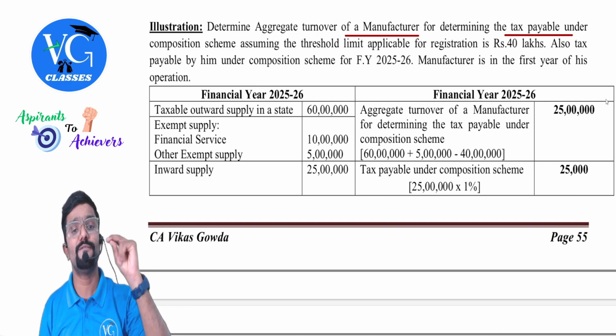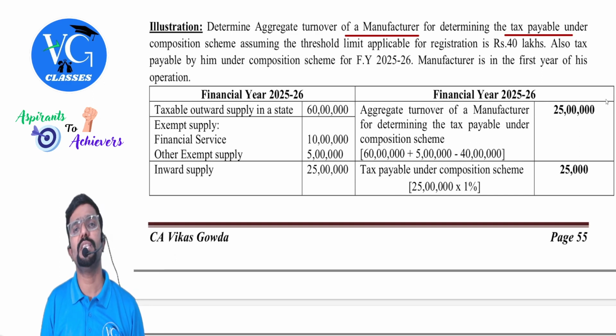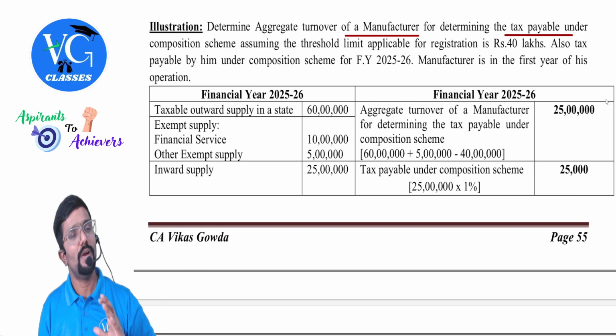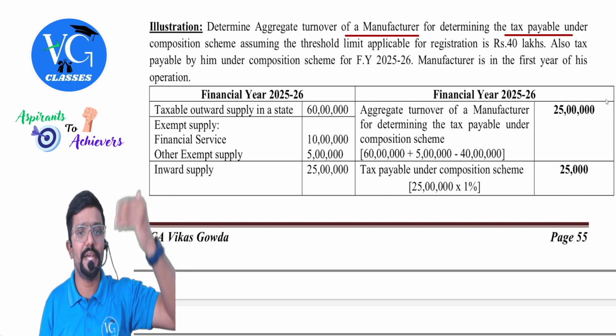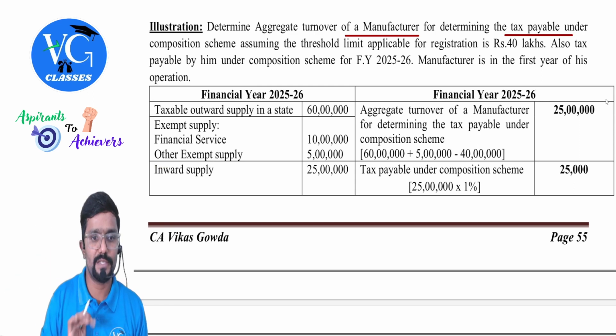Manufacturer is in the first year of business. Guys, when he is in the first year of business, he is straight away eligible. Why? Last year turnover was nil. So straight away he is eligible. Okay. So no history now. Straight away we are getting into 25-26. That is the current year for us.